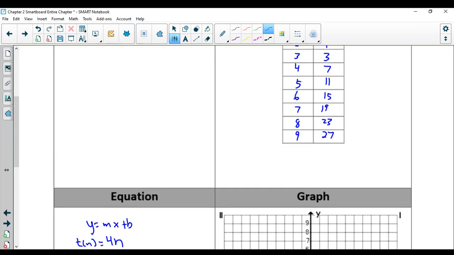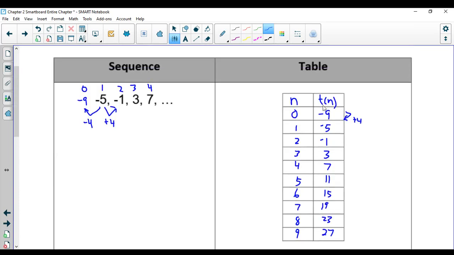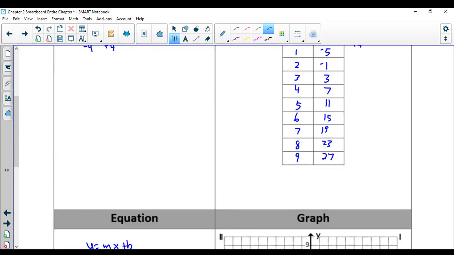And remember, our y-intercept is always next to the input of 0. So that's why we go back to get that 0 term. So that would be -9.